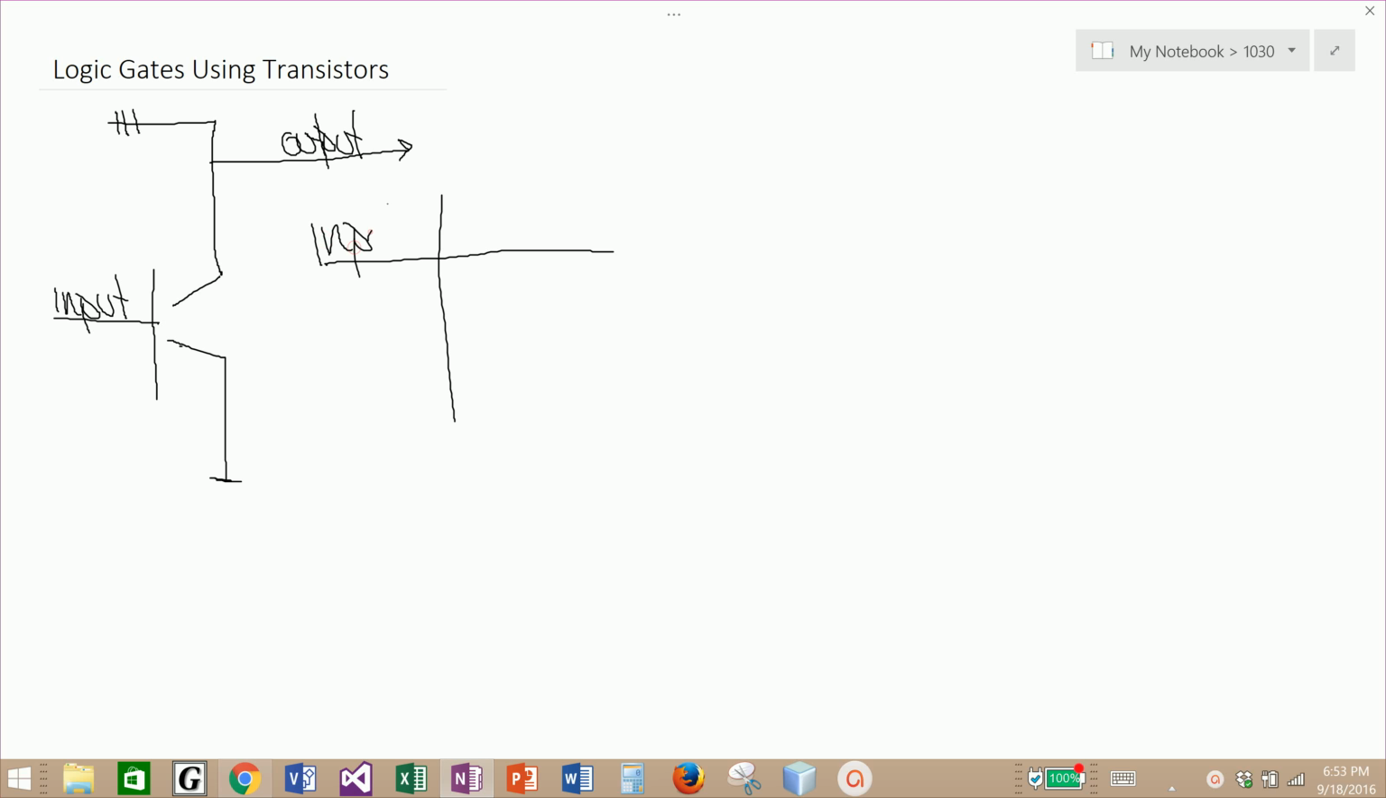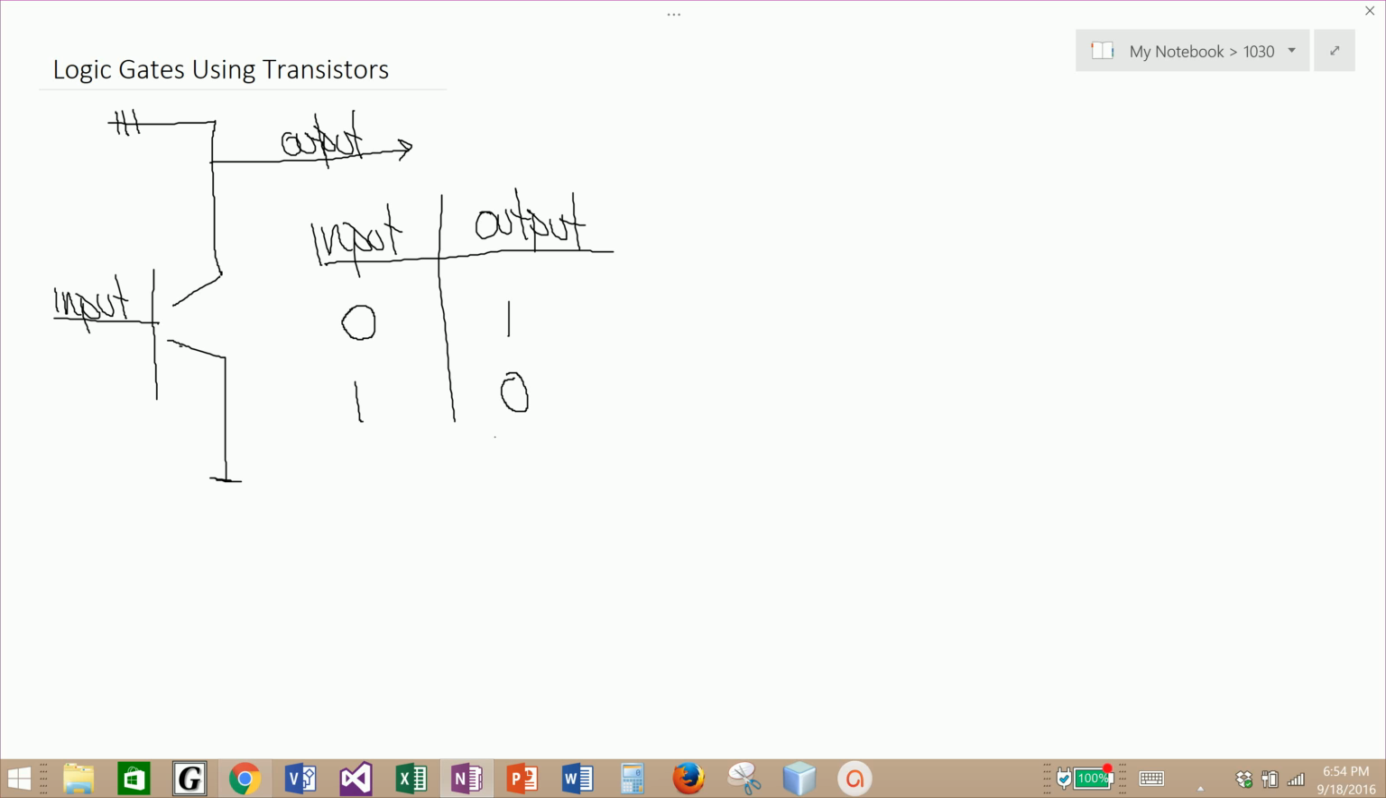There is one single input and one single output. If I do not put a voltage on the input, that means the current cannot pass to ground, therefore it must go to the output. But if I do put a current across the input, that allows the current to cross the gap and go to ground, and therefore it does not go to the output.